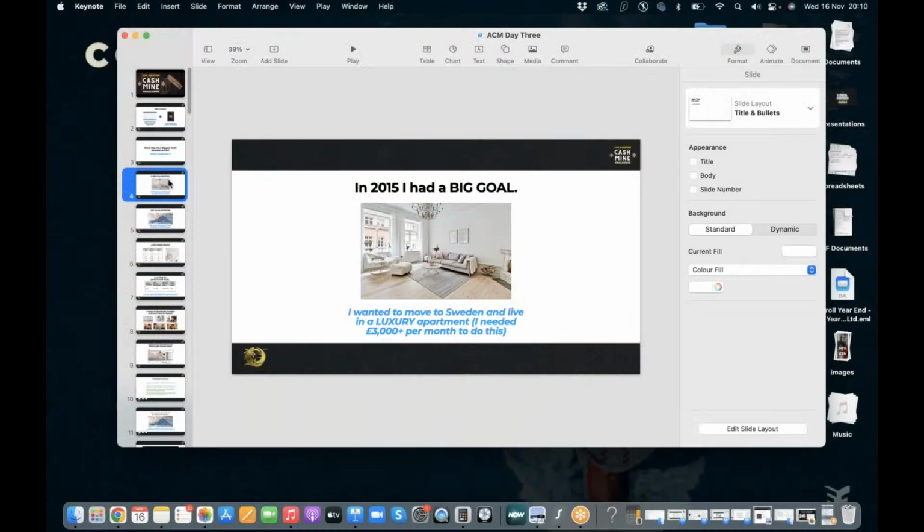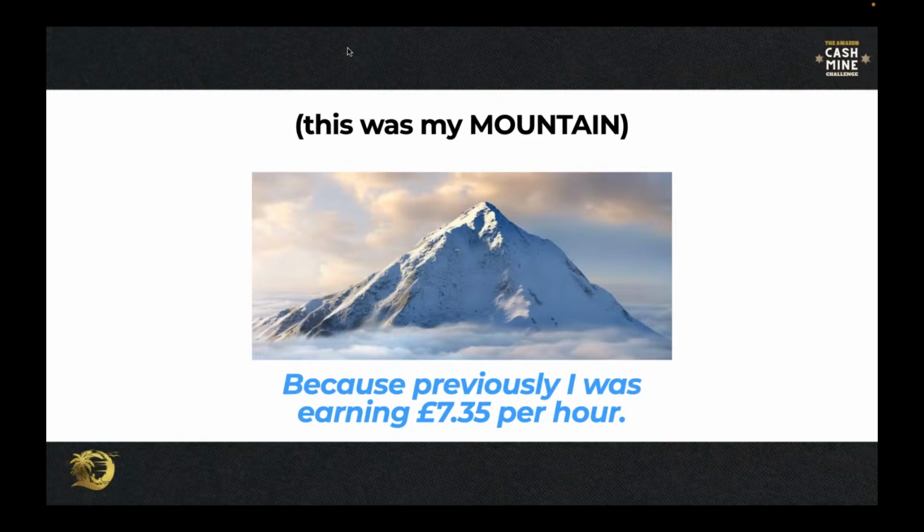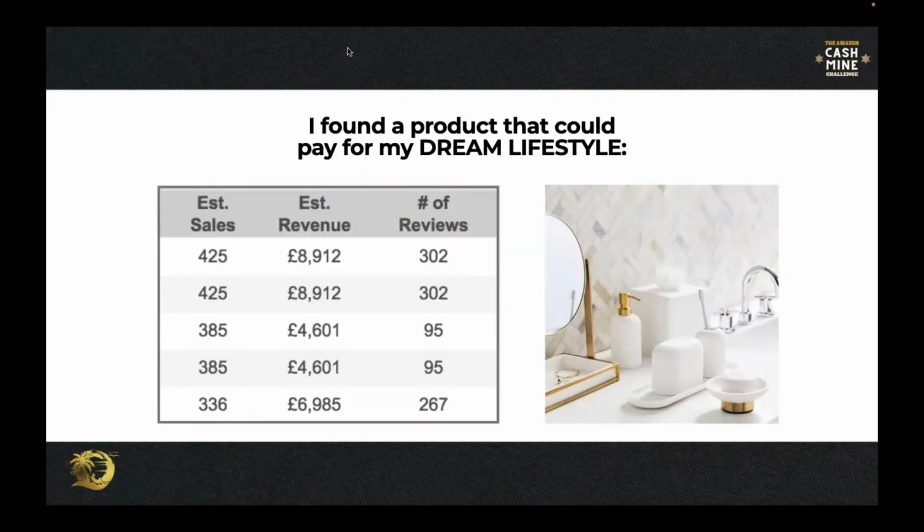I don't know if you guys saw my story on Monday, but I want to quickly run through it again. In 2015, I had a big goal. I wanted to move to Sweden and live in a luxury apartment, and I needed £3,000 a month minimum to make this happen. This was the apartment I really wanted to live in. This was my mountain, my big goal, the thing I wanted to achieve. Previously I was earning £7.35 an hour, right? And earning 3K a month was insane. The most I'd ever earned in a month was £1,000 one month. My average month was £600 or so on a zero-hour contract working in a bar.